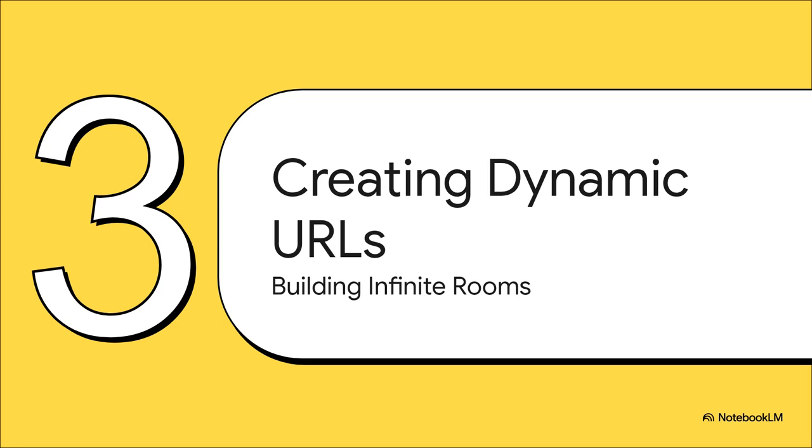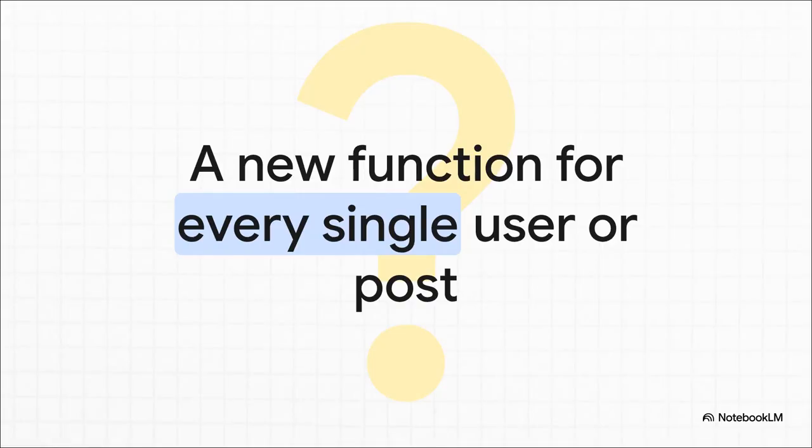Okay, so building a few static pages is one thing. That's great for a small personal site. But what happens when you need to go big? What about an app that needs to scale for thousands of users or blog posts? Let's get into that. Seriously, can you imagine a site like a huge blog or a social network? Are you really going to write a new function for every single user?